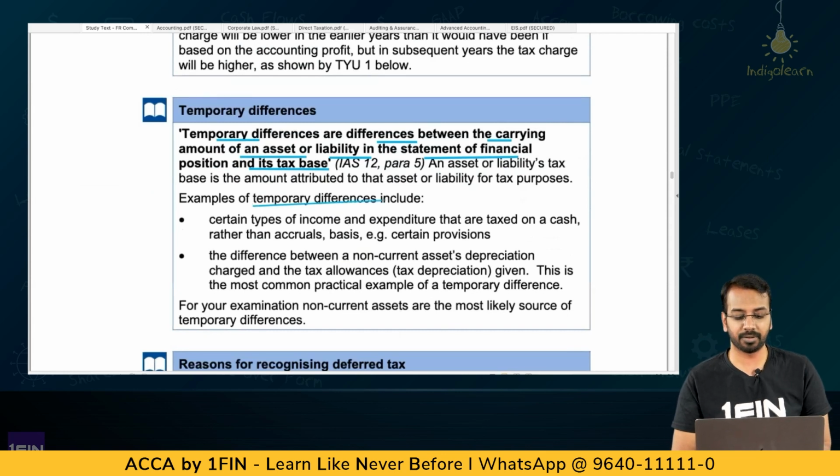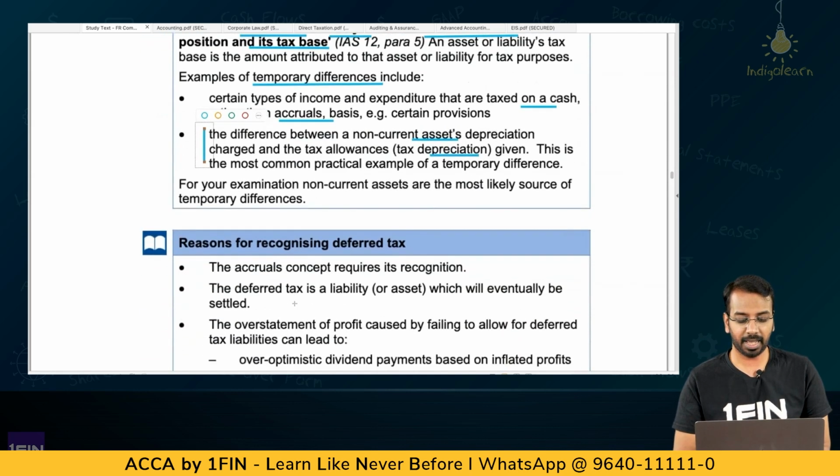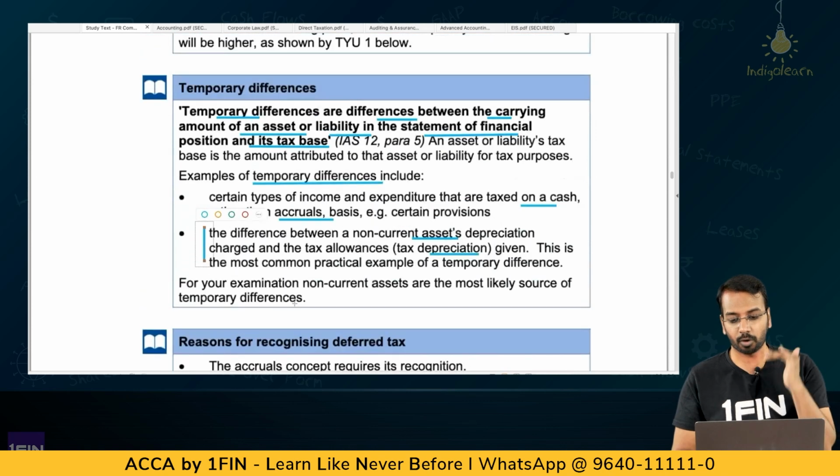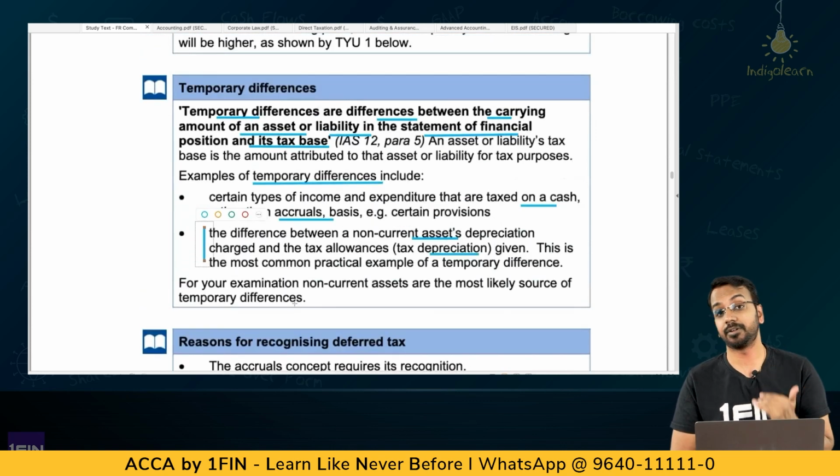So, examples of temporary differences could be certain types of income and expenditure that are taxed on a cash basis rather than accrual, and the difference between non-current asset depreciation and the tax depreciation. So this is another temporary difference, right? That is one thing. And for these differences, we recognize deferred taxation.